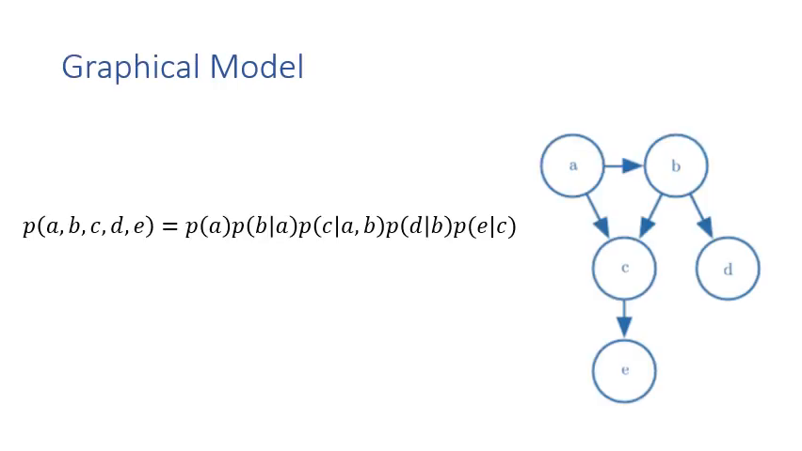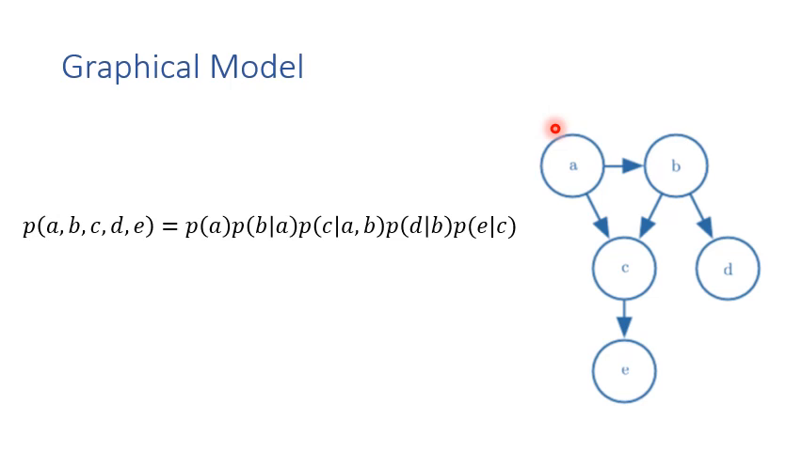We can use a graph to represent a probability function. It's called a graphical model. Here's an example of a probability function. We start with event A, and event B depends on event A, so it's a conditional probability, B given A. Event C depends on event A and event B. So let's use a graph to represent the relationship between the events.